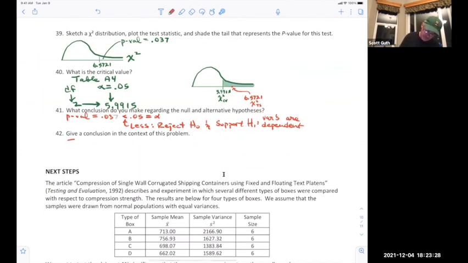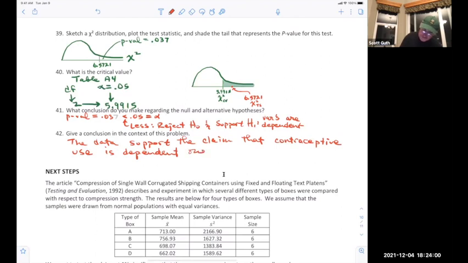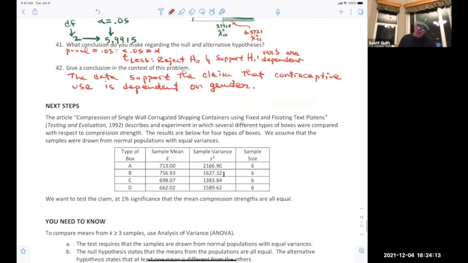I'll go ahead and say it. The data support the claim that contraceptive use is dependent on gender. So there's an explanatory variable that actually explains something. Okay, so I think we can move on past that one.